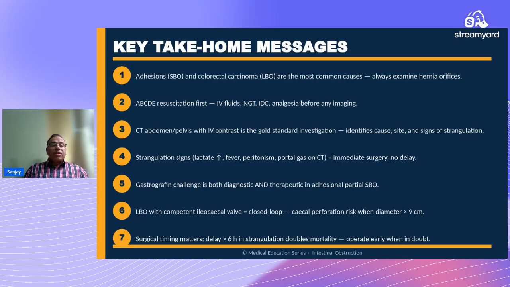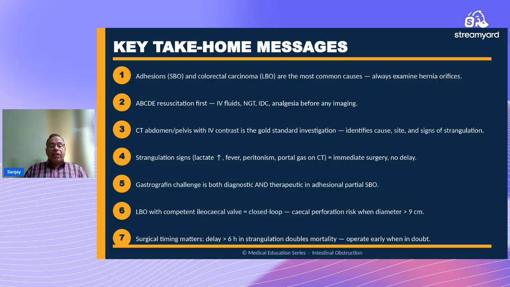So, to sum it up, in small bowel obstruction, the commonest cause is adhesions. In large bowel obstruction, the commonest cause is colorectal carcinoma. Always examine hernial orifices. ABC resuscitation is first: IV fluids, nasogastric tube, analgesia before any imaging. CT abdomen pelvis with IV contrast is the gold standard investigation, which would identify the cause, the site, as well as signs of strangulation.